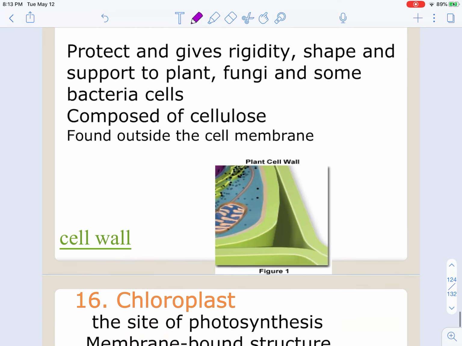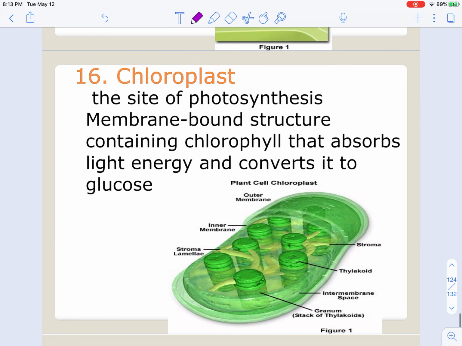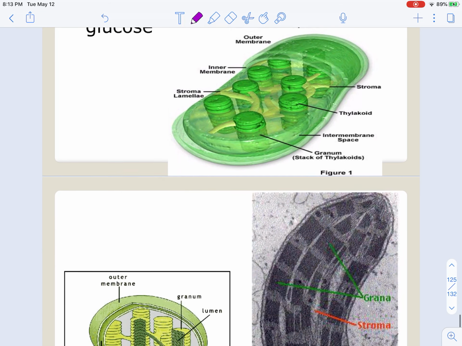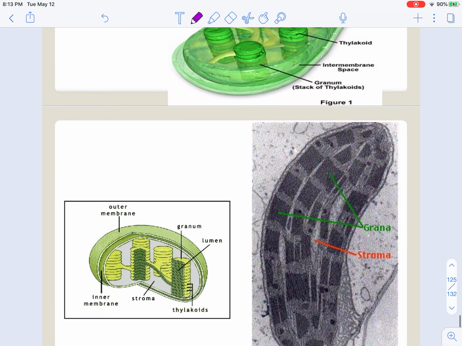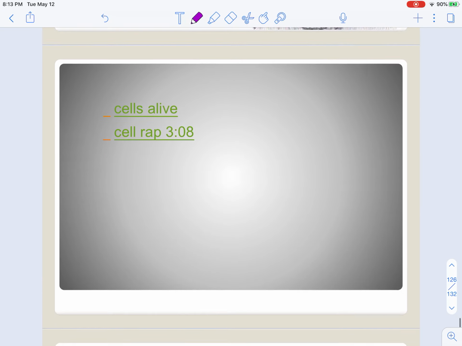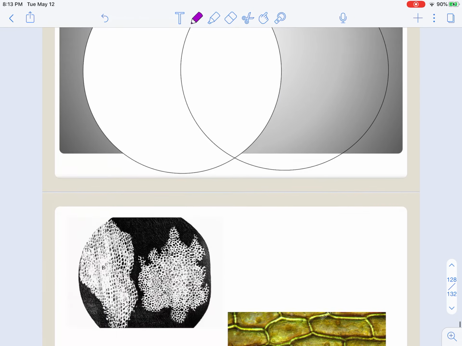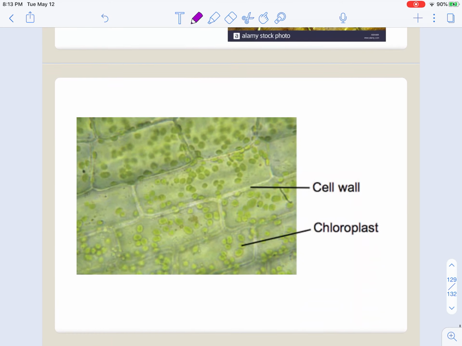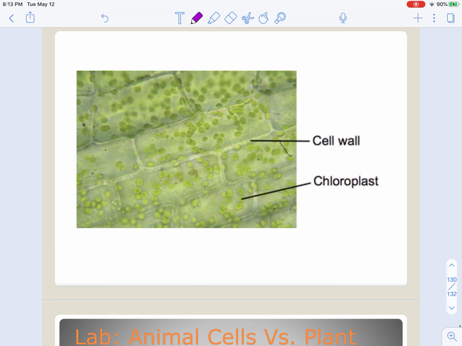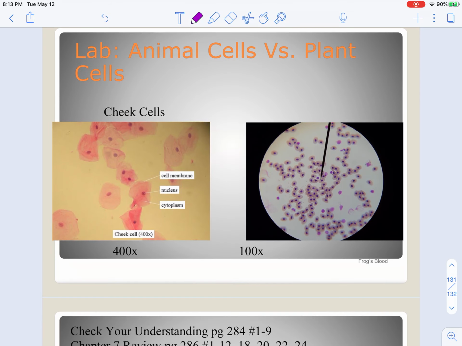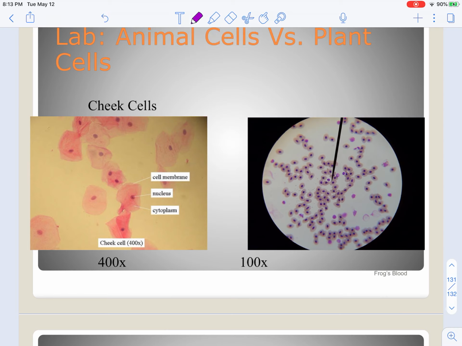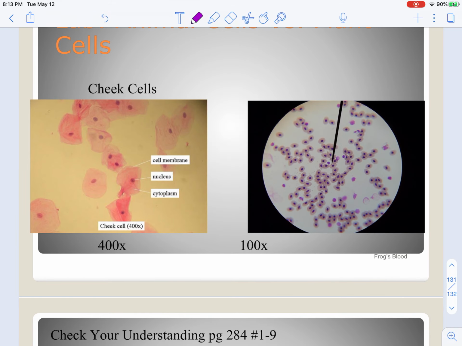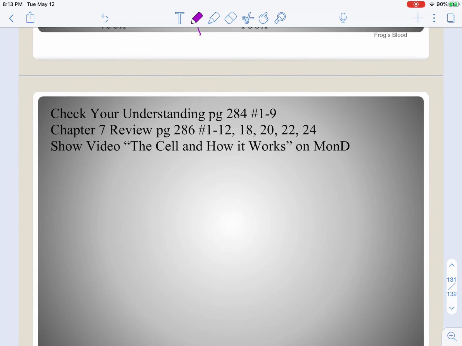The cell wall, only in plants, gives it some support and is made of cellulose. Chloroplasts have chlorophyll and function in the photosynthesis process. You guys can watch a few videos there. Here's a couple of cool cells, cork and onion skin cells. And here's another plant cell with all the little green chloroplasts in there. And these are cells that you would have seen under the microscope, but these are all cheek cells, the very same cells, but much more magnified on the left here.